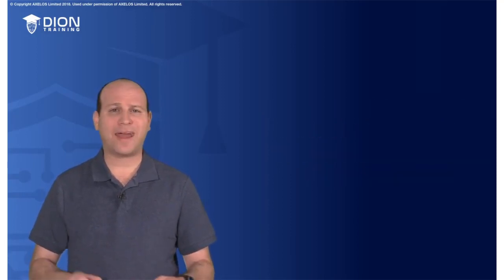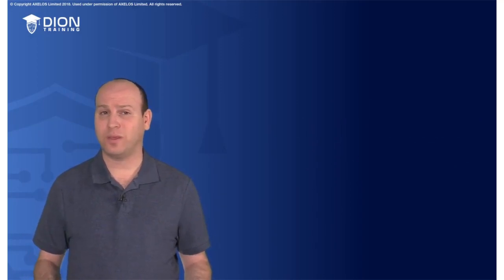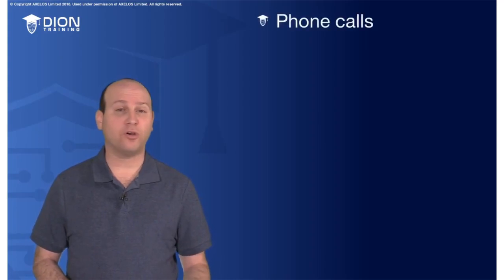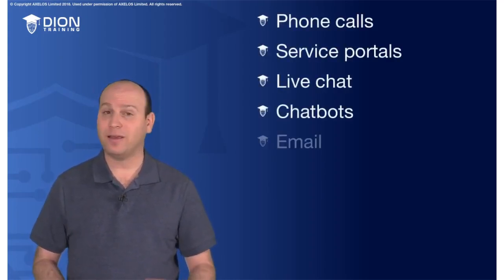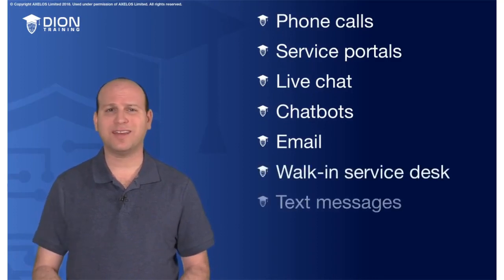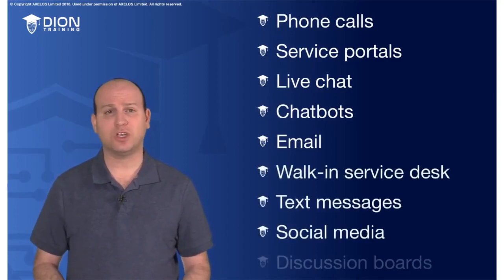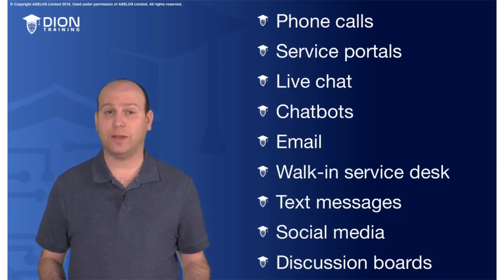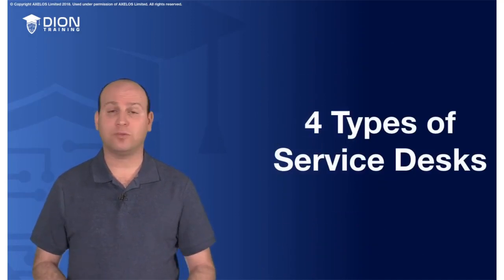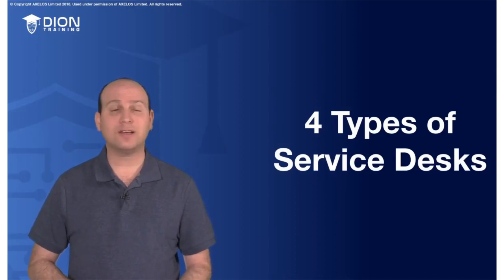Now, how does a user access the service desk for assistance though? Well, this is going to depend on your organization, but you may rely on phone calls, service portals, live chat with a real person, a chat bot, email, walk-in services, text messages, social media messaging, or even discussion board forums. It really depends on how your company wants to do it. Now, there are 4 main types of service desks. They are local, centralized, virtual, and follow the sun.